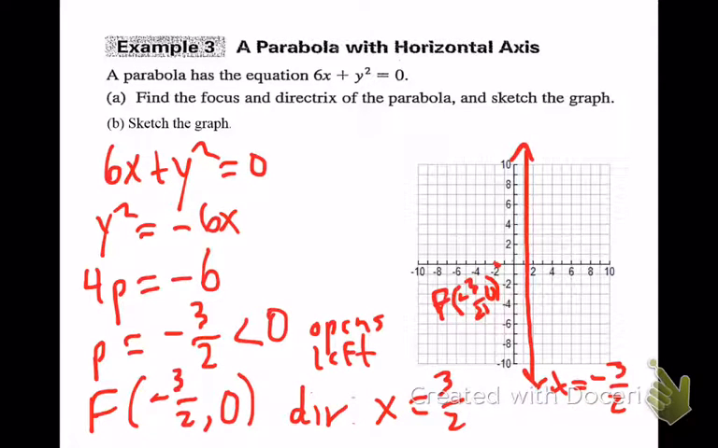A common mistake is people put the far right point of the parabola on the focus. It doesn't go through the focus, it goes through the vertex. It always goes through 0, 0. There's your parabola. Put arrows on it because it continues in both directions. Alright, any questions there? Okay?